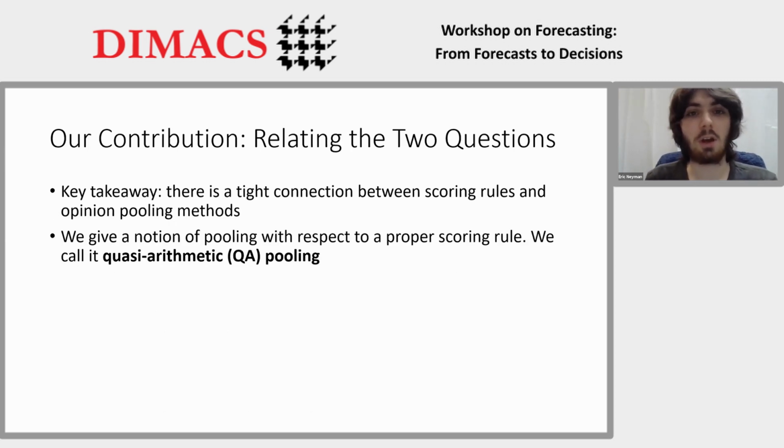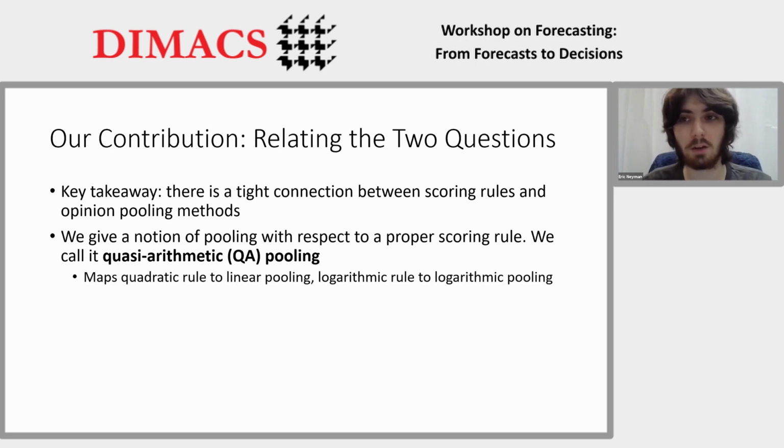So our contribution was relating these two problems. If you want to focus on one slide to get an overall takeaway, this is the slide for you. The key takeaway is that there is a close connection between proper scoring rules and opinion pooling methods. And the connection is mediated by a correspondence that we found from proper scoring rules to pooling methods. Specifically, we define a notion of pooling with respect to a proper scoring rule. And we called this quasi-arithmetic pooling, or QA pooling for short. Let me tell you a few facts about QA pooling.